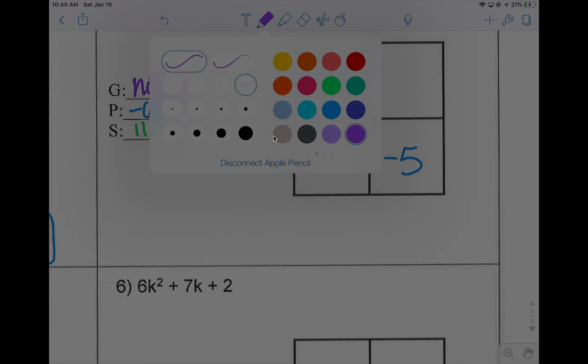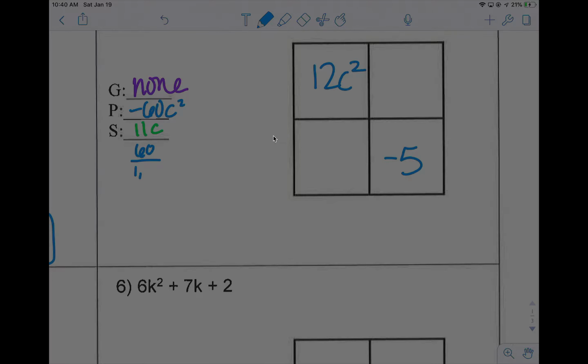So factors of 60, ways that I can multiply to 60. 60 divided by 1 is 60. 60 divided by 2 is 30. 60 divided by 3 is 20. 60 divided by 4 is 15. 60 divided by, did I do that right? Yeah. 60 divided by 5 is 12. 60 divided by 6 is 10. 60 divided by 7 is a decimal. Divided by 8 is a decimal. Divided by 9 is a decimal. Divided by 10 is 6, but that's already listed.